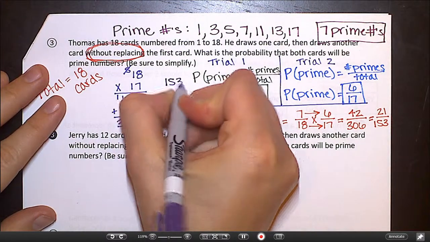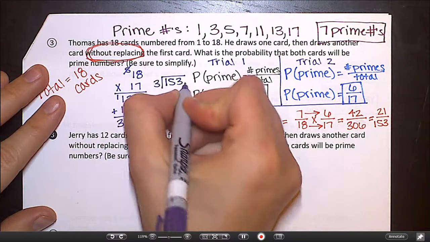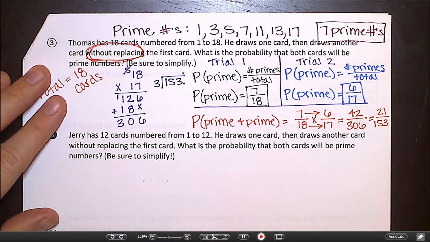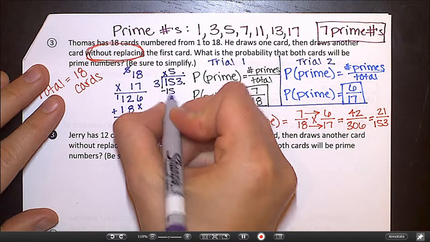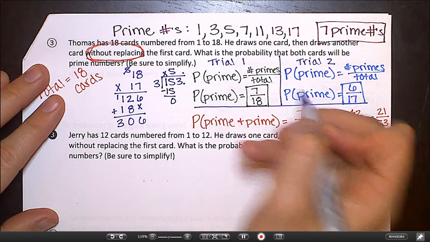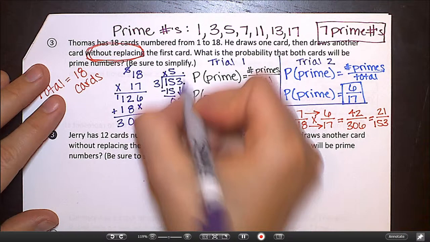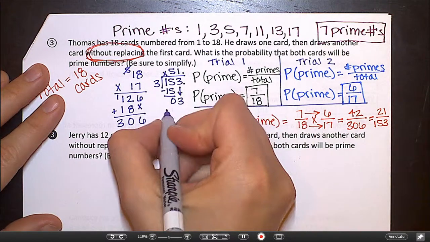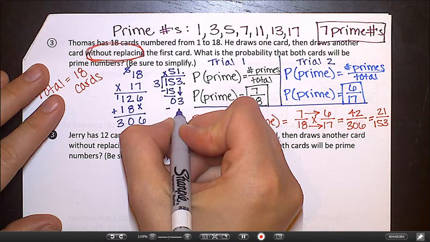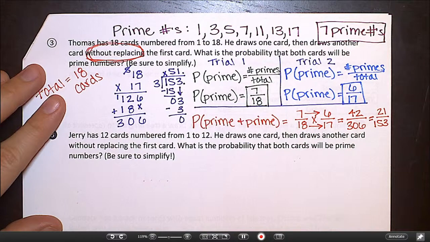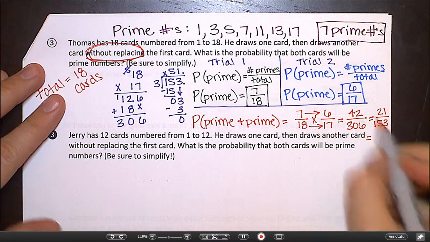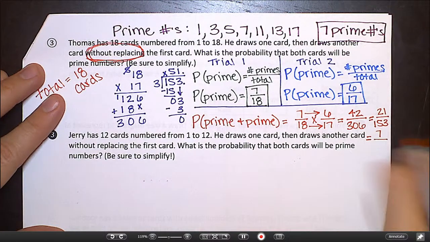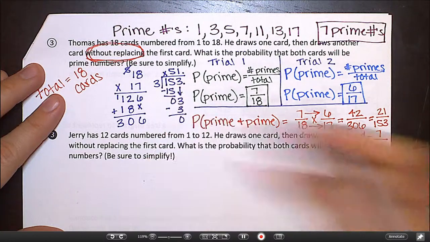153 divided by 3, decimal in the quotient, doesn't fit into 1, 5 times into 15, bring down that 3 and 1, so yes, that is able to be simplified. So let's divide them by 3, that's 7 over 51.